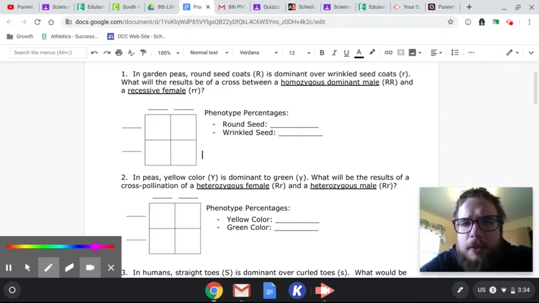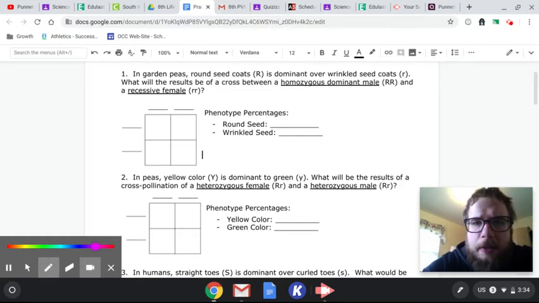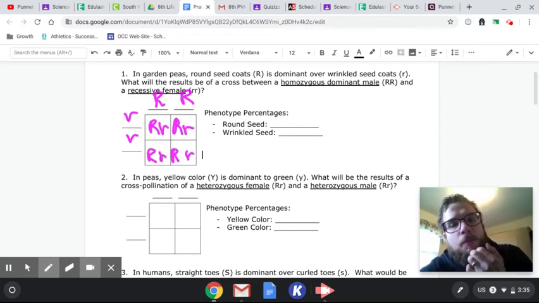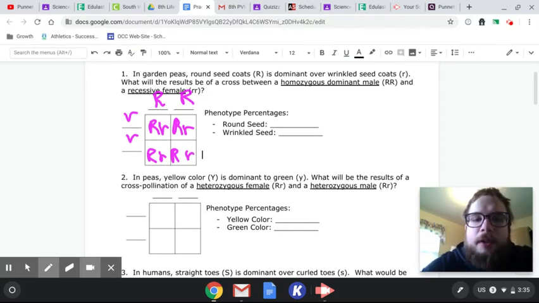What will the results be between a homozygous dominant male and a recessive female? So parent one, big R, parent two, small r, fill in your squares. And you're going to get all four as big R, small r. So what's our round seed? Remember, round being dominant right there. What's our round seed percentage? It's going to be 100%.